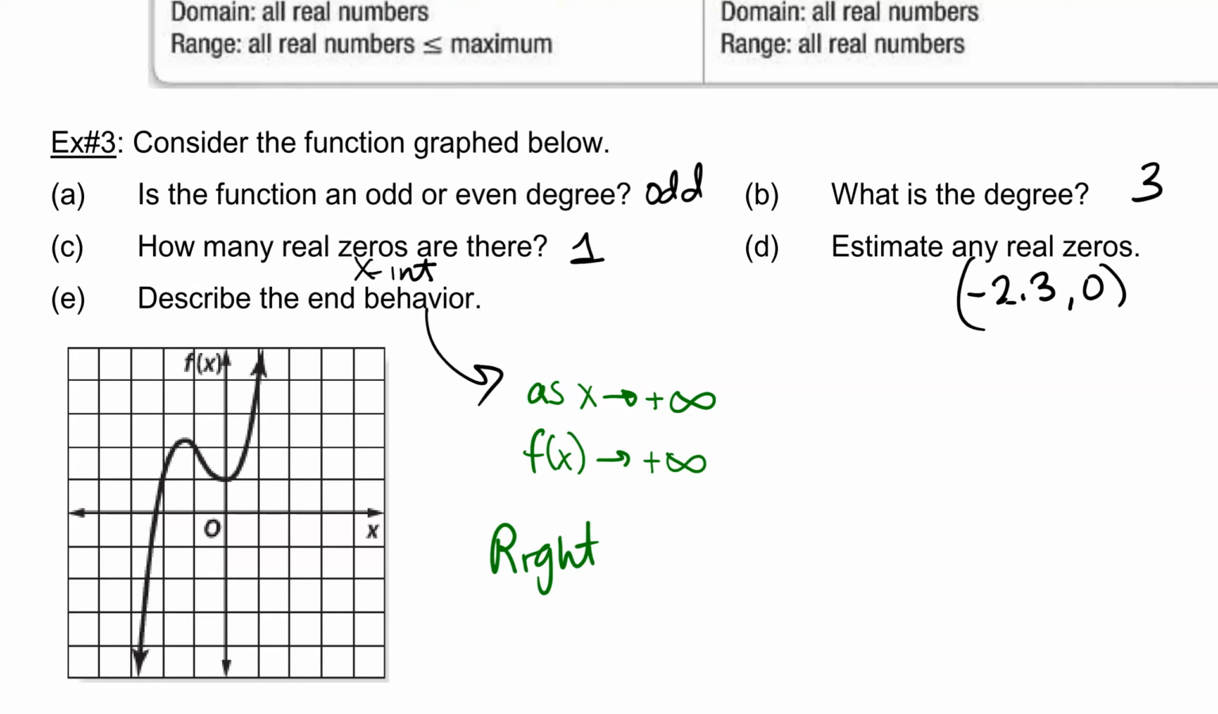So this is where we're going to the right. As x goes to positive infinity, as we go to the right, we see that y is going up. So we say it's going to positive infinity. As x is going to the right, approaching infinity, y is going up, approaching infinity. Now we're going to do the other side.